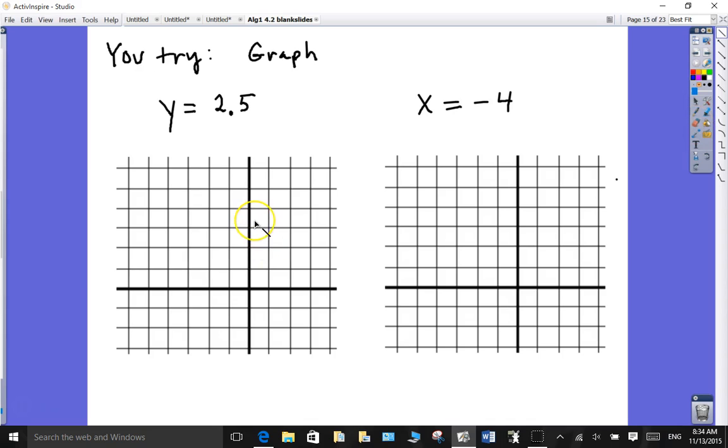So y equals 2.5, right? It means every point on this line is 2.5. X equals -4. Ah, that's terrible. Close enough. So we get it, horizontal, vertical lines. Y equals a constant, x equals a constant. If you can remember that, believe me, it'll pay off many, many, many times over.